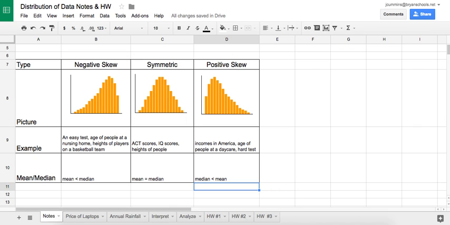In the next video, I'll show you how to create some of these histograms so that you can look and see what kind of skew the data has.